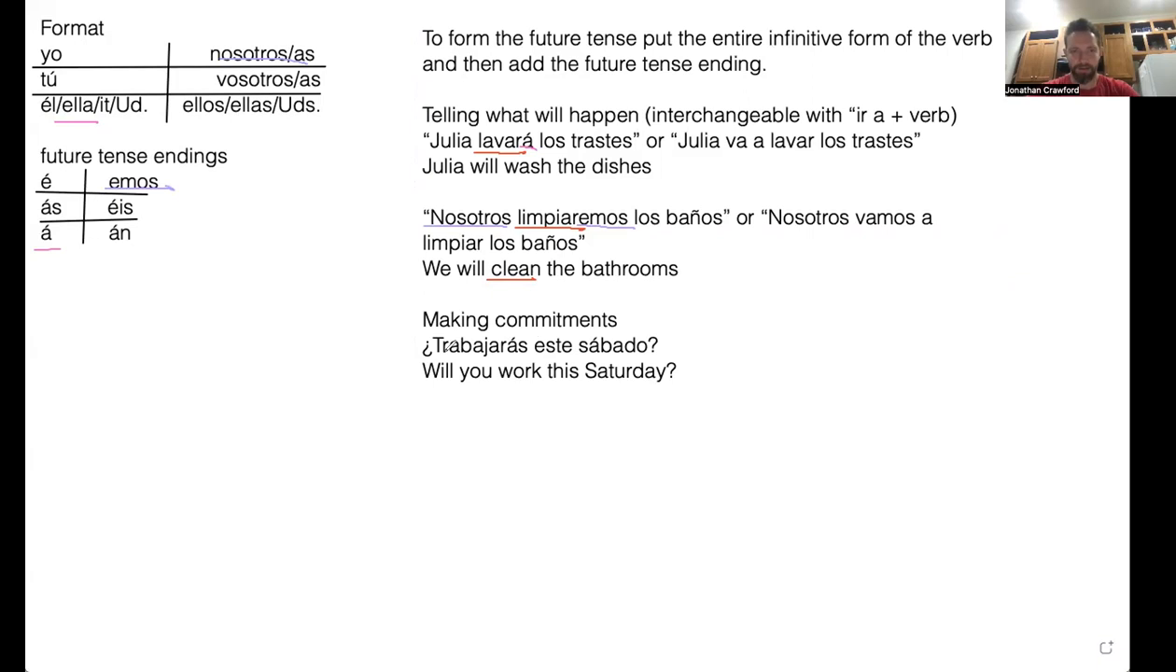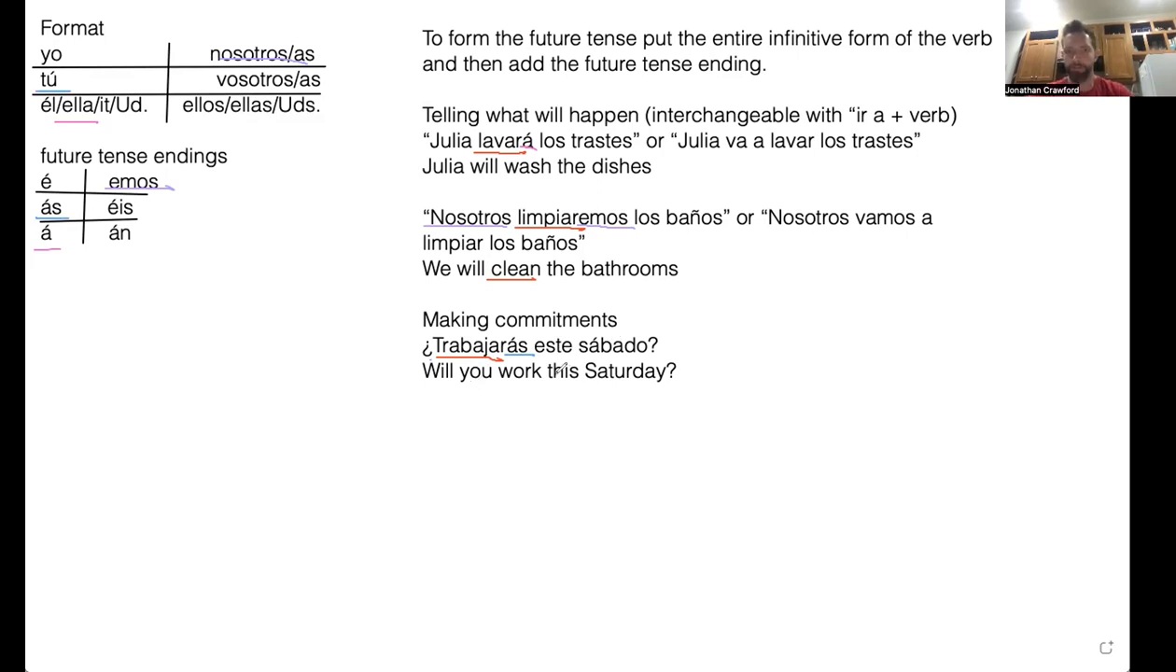Because we're using the verb trabajar, we put the entire infinitive form of the verb, the unconjugated form, trabajar, and then, because I'm talking to you in the tú form, it's -ás. We know it's the tú form because it's -ás, and so now I'm just going in reverse. -ás is the middle one on the left, so it's obviously tú. Trabajarás este sábado. Sábado means Saturday.